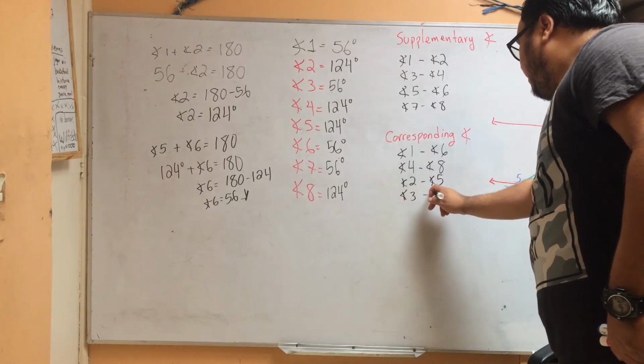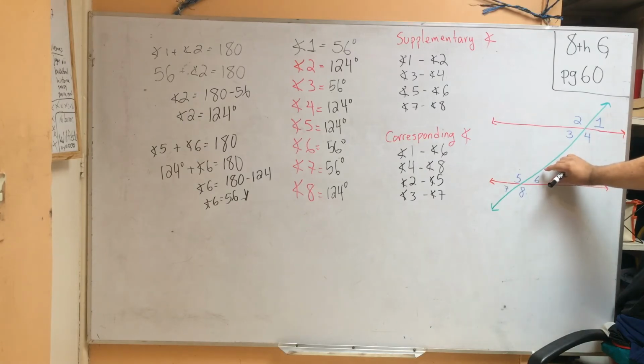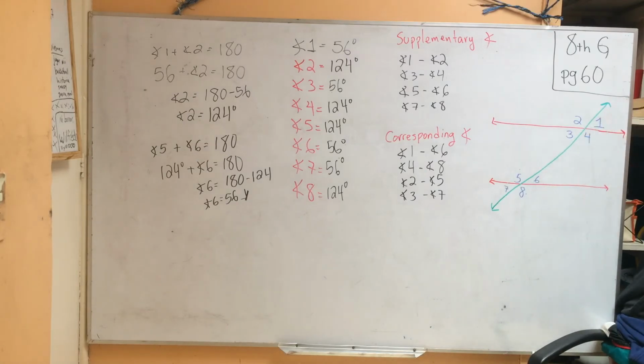Angle 3 and angle 7. Okay, so let's review. Why are these corresponding? Because they are formed exactly the same way when the transversal line cuts both of the parallel lines. If you notice, angle 1 is corresponding to this one because this inclination is the same as what happens here. And if we had another line and this transversal cuts it, we're going to have another angle that is corresponding to 1 and to angle number 6.